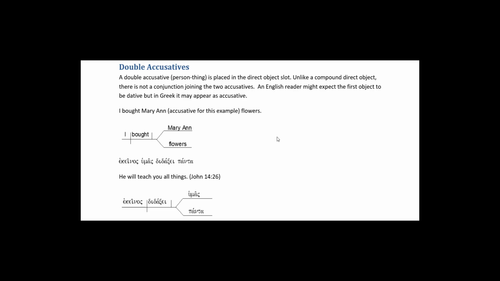Do you remember double accusatives? These are not compound direct objects joined by kai, but these are double accusatives. So we had one type which was called a double accusative person thing. Now we still put these in the direct object slot. So I bought Marianne flowers. And let's just assume that Marianne is accusative. In English, you might think, that should be the for idea. I bought for Marianne flowers. So that would be dative. But Greek sometimes does this in accusative. So I bought Marianne flowers.